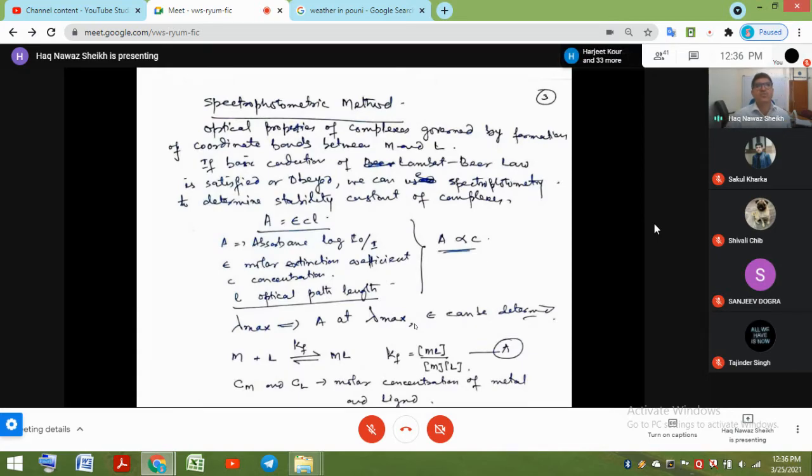That is, you weigh it first and then dissolve it in a known amount of water. That's how you know the concentration. You know the amount of the salt or the compound you have taken, and you know the volume of the solvent in which you have added it. So you know the volume, you know the amount. That's how you know the concentration.